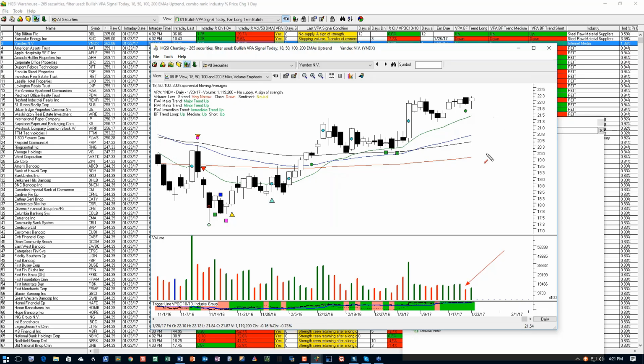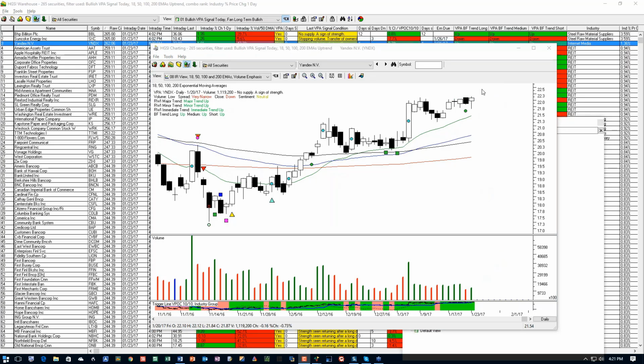It didn't move very much, so it's generating a no supply. Did not get a flag today, but you can see that it opened here, traded down to here, reversed, traded up to here. It's right at a point right here where if it breaks past that, it could be a buy.